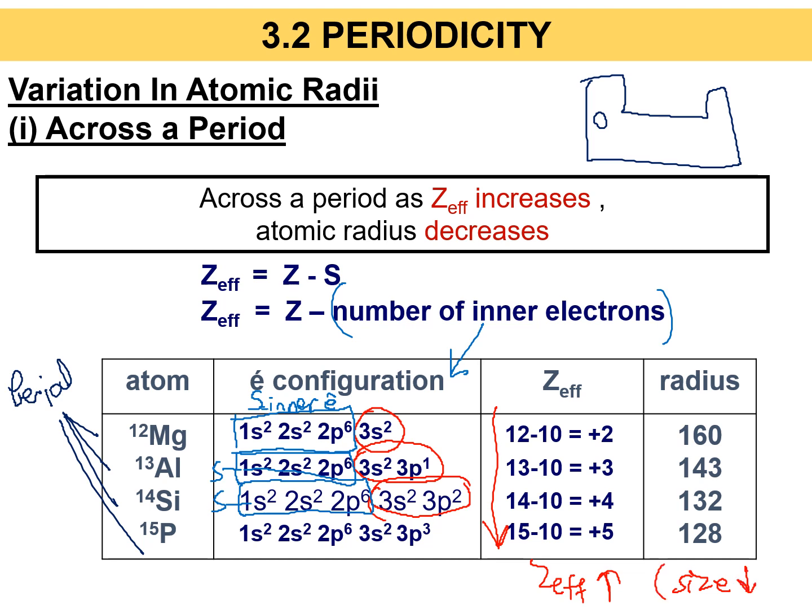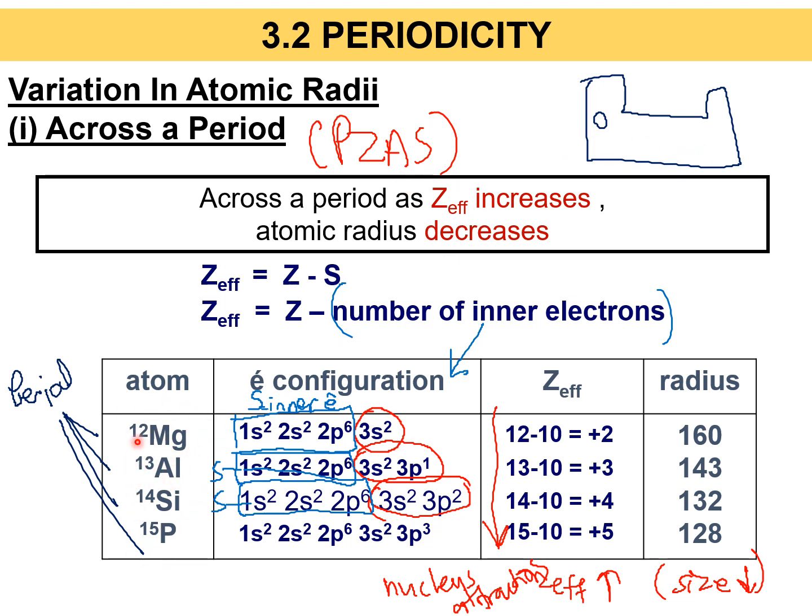Size decrease sebab nucleus attraction, ya. You kena ingat this point, nucleus attraction. Kan tadi kan Miss ada cakap kalau kamu nak terangkan variation in atomic radii across the period, ingatlah phases. Sebab if you look at this, across the period, this is across the period, ya.